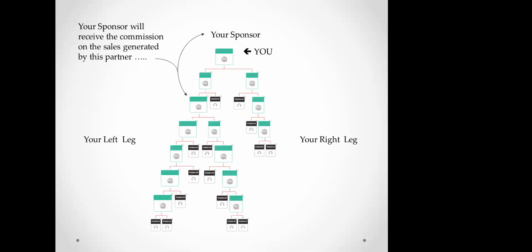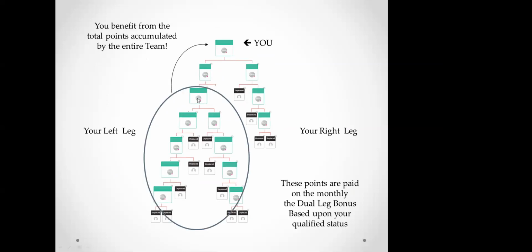So here, let's go back to that genealogy that we have in our back office. Again, we're looking at your sponsor placing someone below you. This is you. This is your tree, your left and your right leg. Your sponsor places this person. Your sponsor will receive the commission off of whatever's generated sale-wise from this business center. But you get to take that whole team's points, whatever's earned, and those get directed back to you, as does it the person between you and that person.